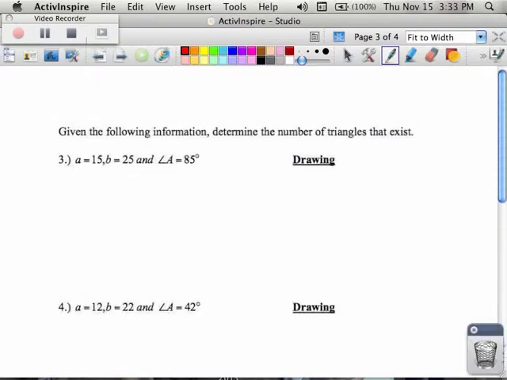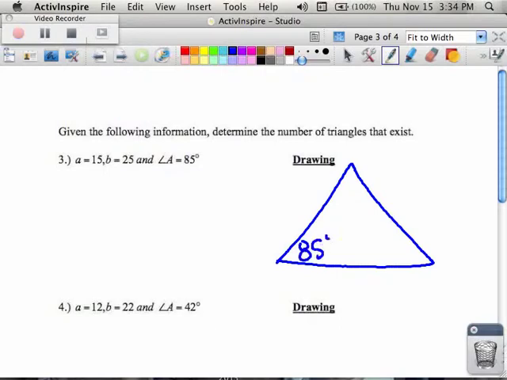In number 3, what you'll see is that they give us certain information. And you are going to do something a certain way and always do it this way. The first thing that I'm going to tell you is when you do your drawing, no matter what you saw on the previous page, you will always put your angle on the left. So 85 degrees goes on the left. And then you will always label it with whatever they told you that angle was. So in this case, it was angle A.